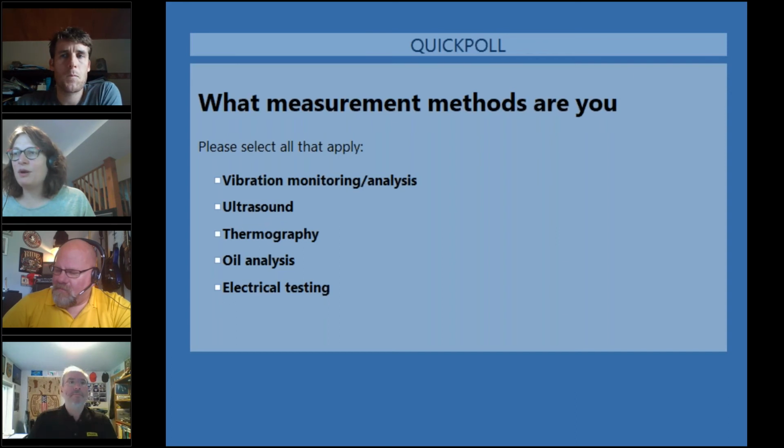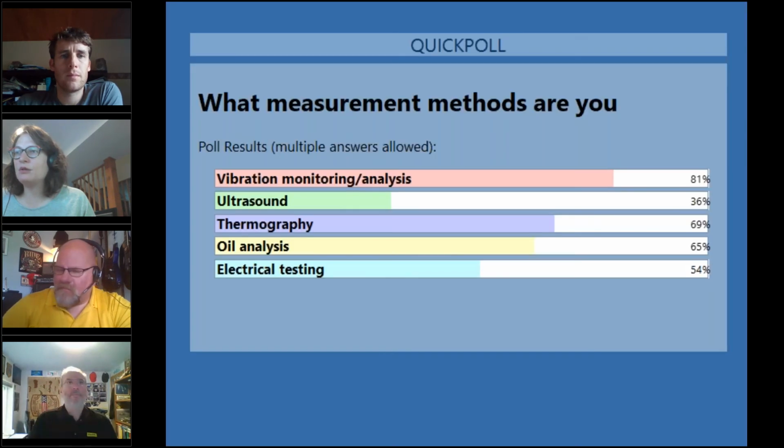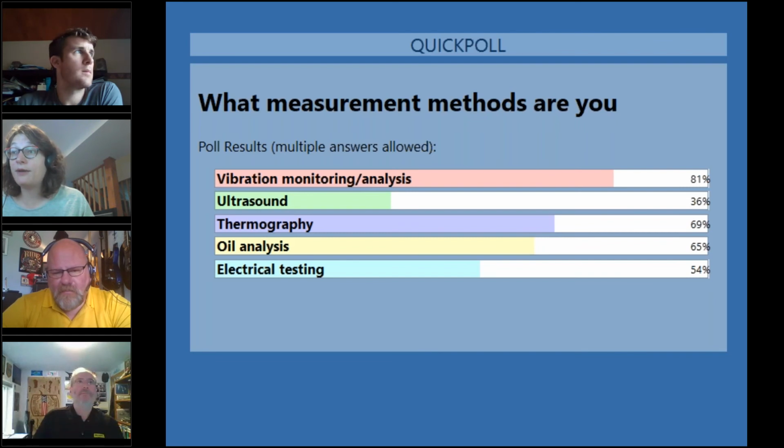Excellent work. Thank you, everyone. Again, choose as many as apply to you. Okay, and 1 more second, and I'm going to close this down, I promise. Okay, I'm closing it now, and I'm going to share the results with everyone. So we have a lot of vibration monitoring happening. We have a lot of thermography and a good amount of oil analysis, followed by electrical testing and ultrasound.